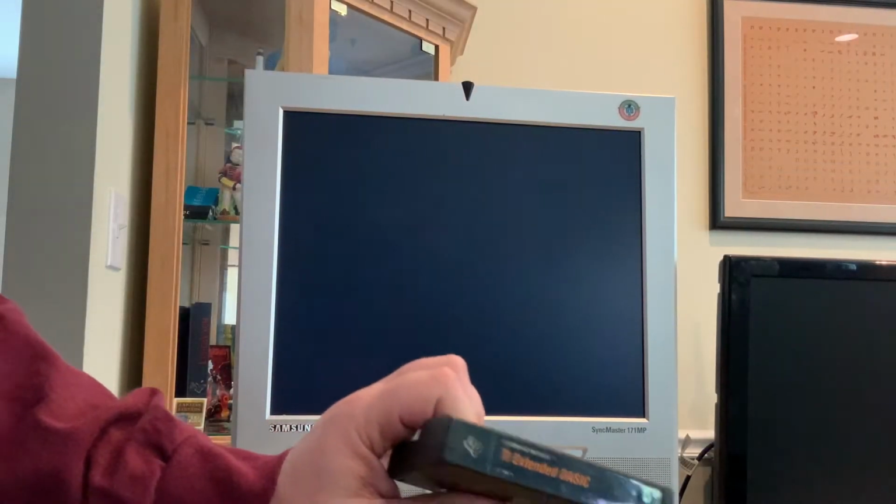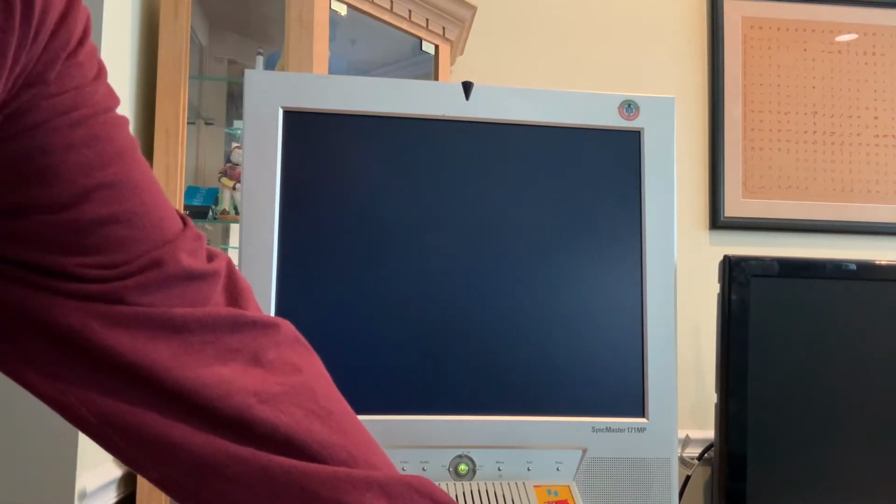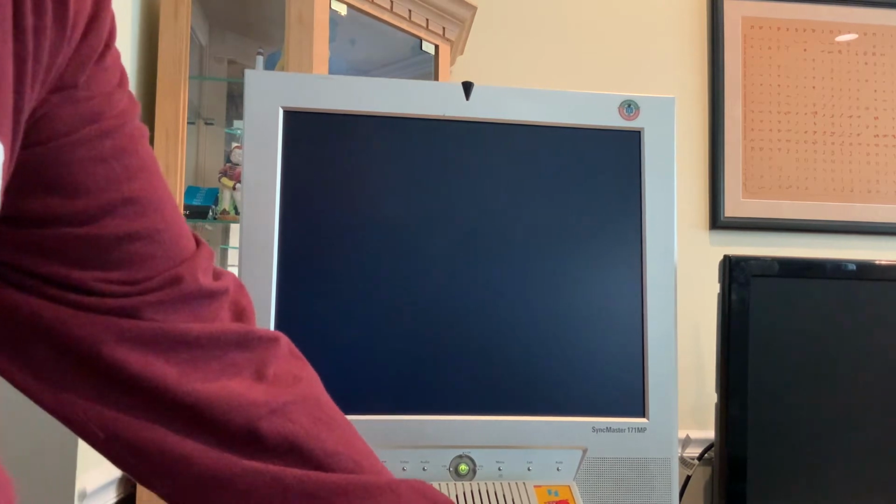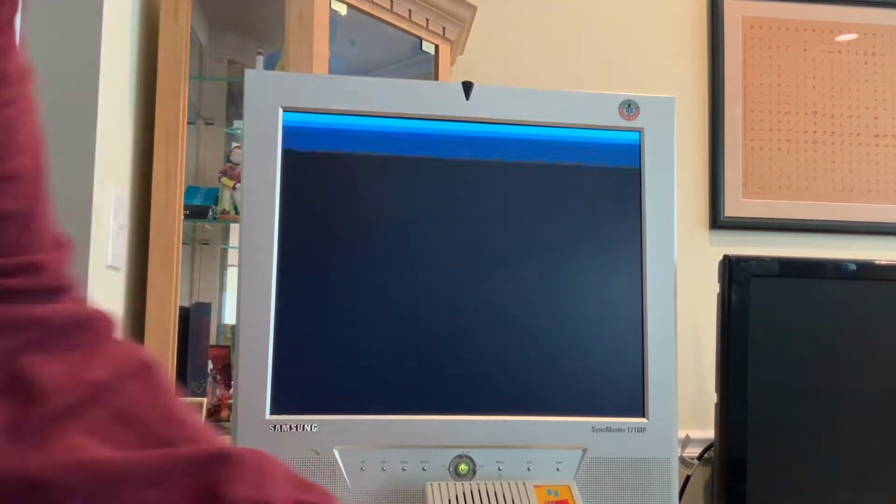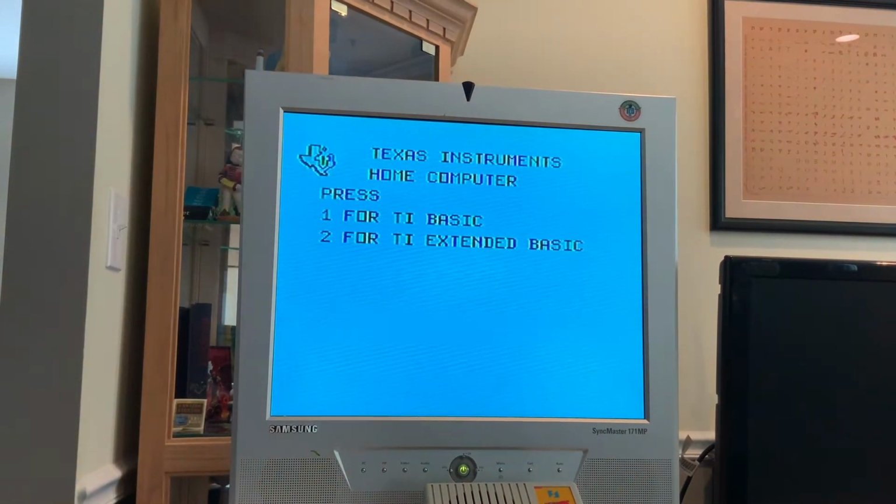Okay, now I'm changing to the extended basic cartridge so I could run a program from the disk drive that uses a speech synthesizer. Okay, TI extended basic.